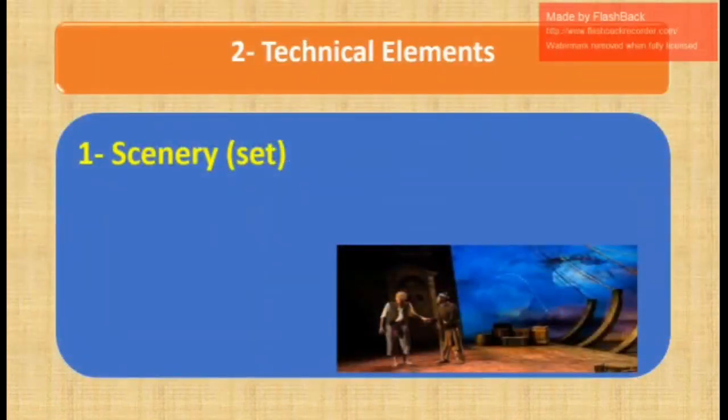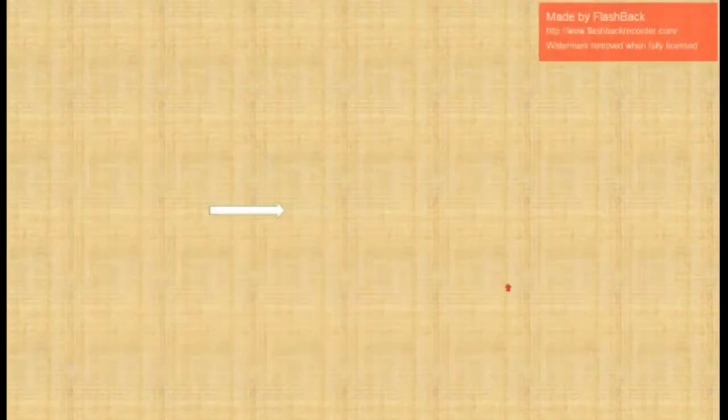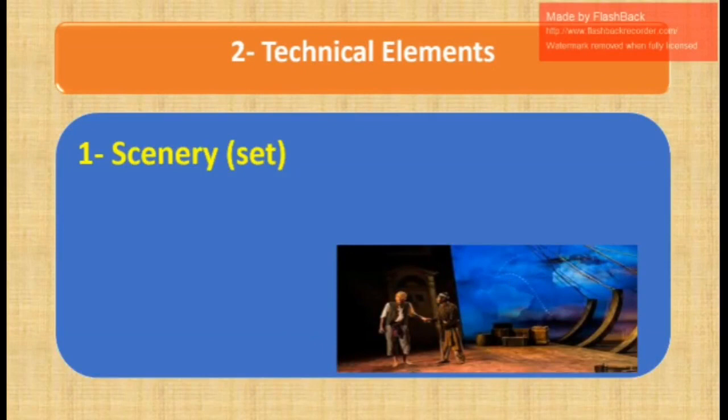Number two of the dramatic elements, the technical elements. The first of these is the scenery or the set. The scenery or the set is theatrical equipment, such as curtains, backdrops, or platforms, used in a dramatic production to communicate environment. Costumes, clothing, and accessories worn by actors to portray character and period.